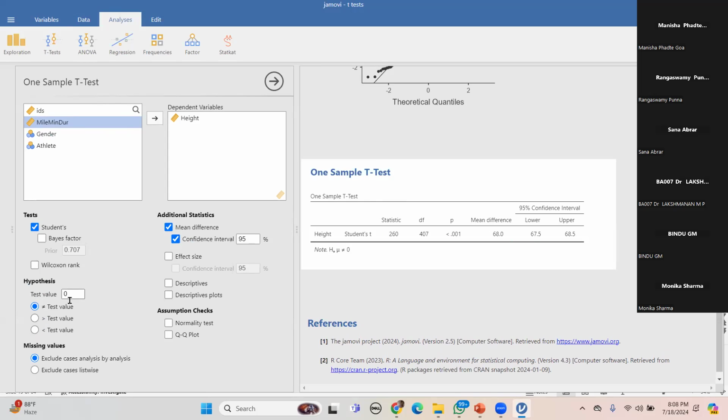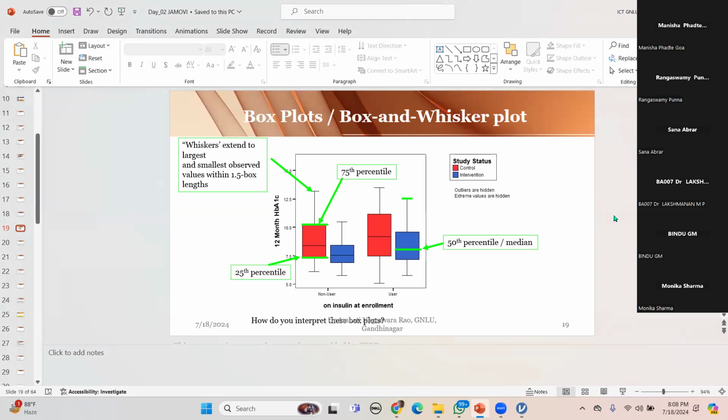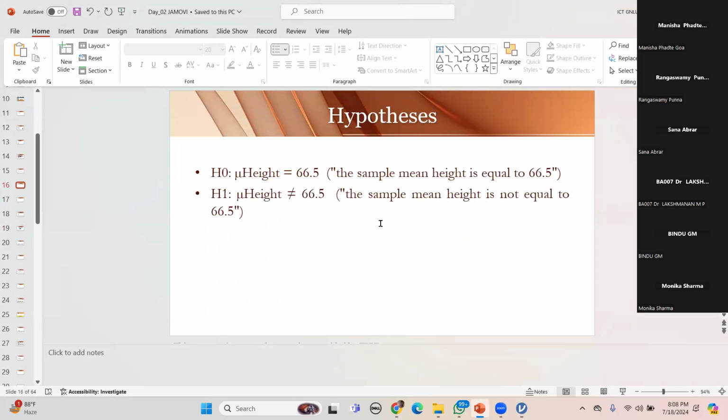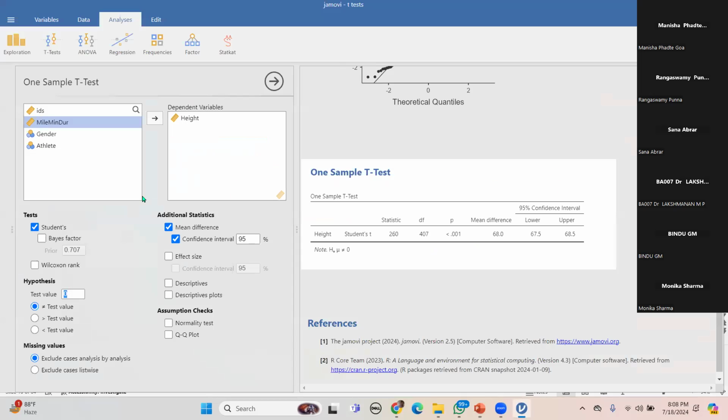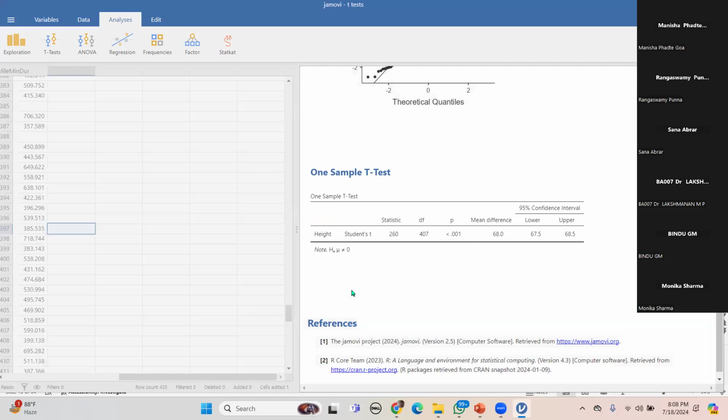Second important point here, test value. Now, coming to the test value, please look at your hypothesis. Our hypothesis was that the population mean was 66.5. Our population mean is 66.5. So we need to keep 66.5 as the population mean. Now just look at here.